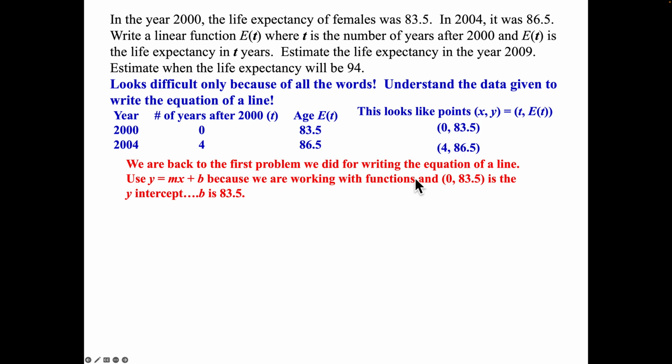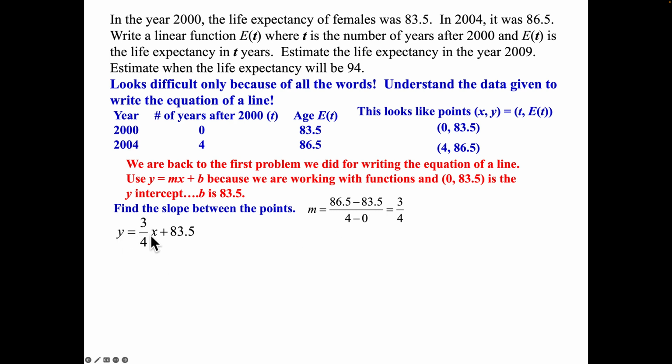that's my y-intercept. Now I really want y equals mx plus b because all I have to do is find the slope between these 2 points. So time to use the slope formula. Second y, 86.5 minus first y, 83.5. That's a 3. 4 minus 0 is 4. There's my slope. So in y equals mx plus b, here's my equation. Y equals 3/4 x plus 83.5.